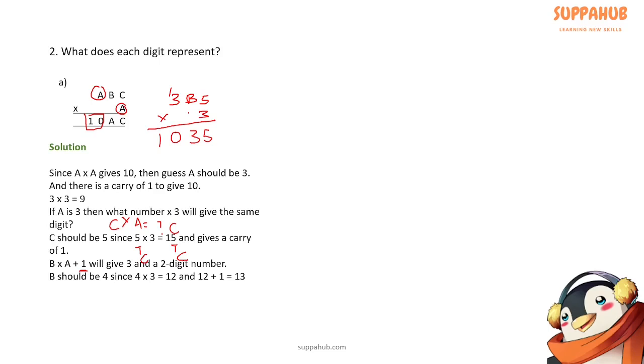So it has to be 4 times 3, isn't it? Because 4 times 3 gives you 12, and because you have a 1 carry here as well. So 3 times 4 gives you 12, 12 carry 1, so 13, and gives you a 1 carry here. Alright? So basically A is 3, B is 4, and C is 5. Right? Correct?